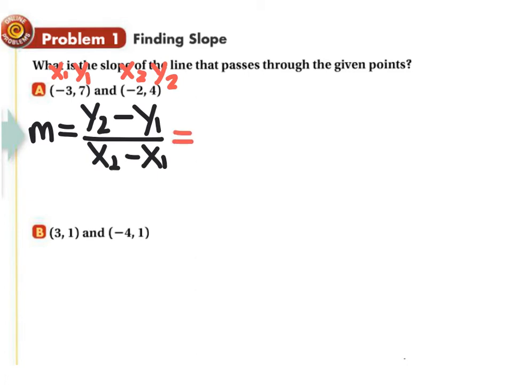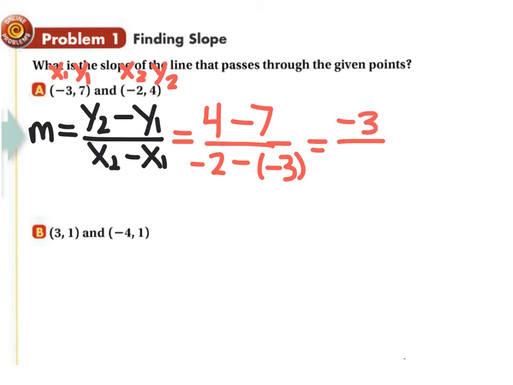Now I'm going to substitute this into the equation. So it's y2, which is 4, minus y1, which is 7, over x2, which is negative 2, minus x1, which is negative 3. Now, if I simplify, 4 minus 7 gives me negative 3, and negative 2 minus a negative means I'm really doing negative 2 plus 3. This becomes negative 3 over positive 1, so my final answer is negative 3.